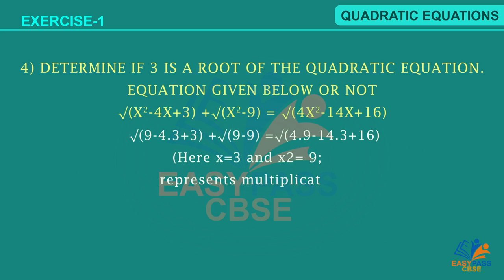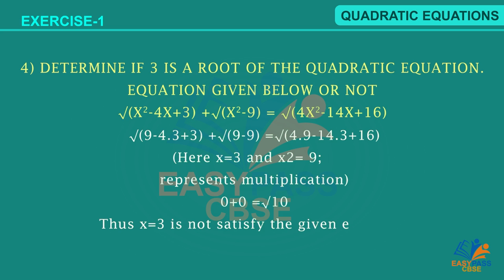So we get root 0, that is 0, on the left hand side. And on the right hand side, by substituting in root of 4x square minus 14x plus 16, you will get root 10.